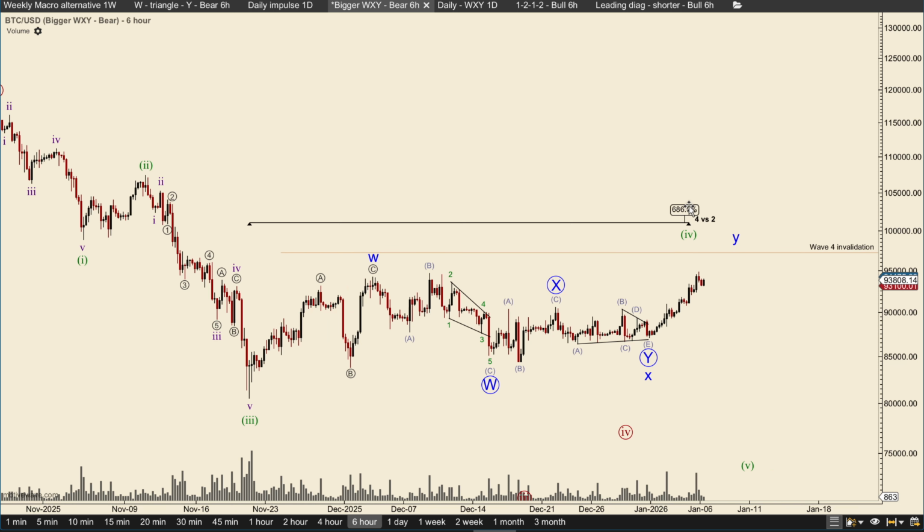So what has the highest probability right now? It is this. We are looking for, as I mentioned before, W, W, X, Y. Here we have the same ABC. I can do it like this. So ABC, X, A, B, C, D, E, triangle in wave Y, finishing wave X like that. And now we are moving up into wave Y.